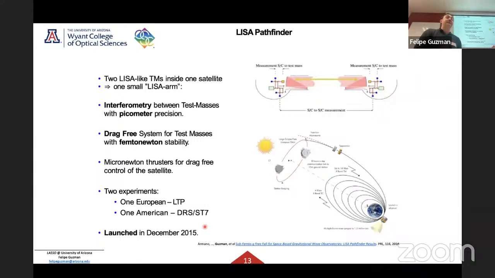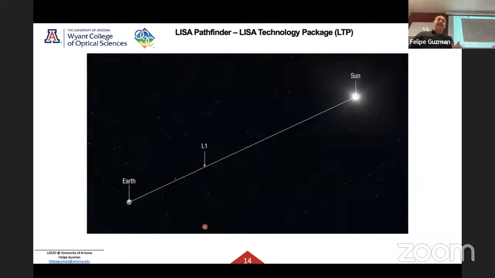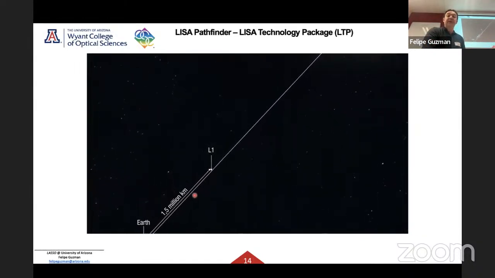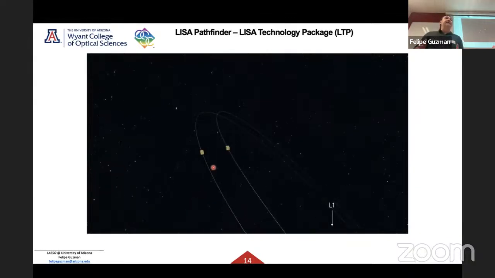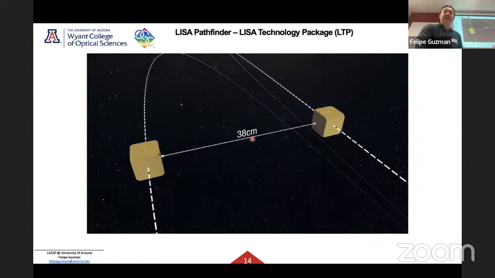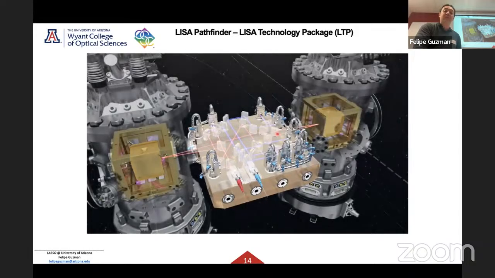It launched on December 3rd, 2015. And this little video from ESA will tell you basically what it does. So it was launched to the Lagrange point 1. You're probably familiar with that. It's a very stable area gravitationally, 1.5 million kilometers from the Earth. And so you have the two test masses, ideally following geodetic trajectories, separated by about 38 centimeters. We have an optical bench carrying 4 interferometers, measuring the motion of one test mass with respect to the optical bench, and then also the differential motion between the test masses.